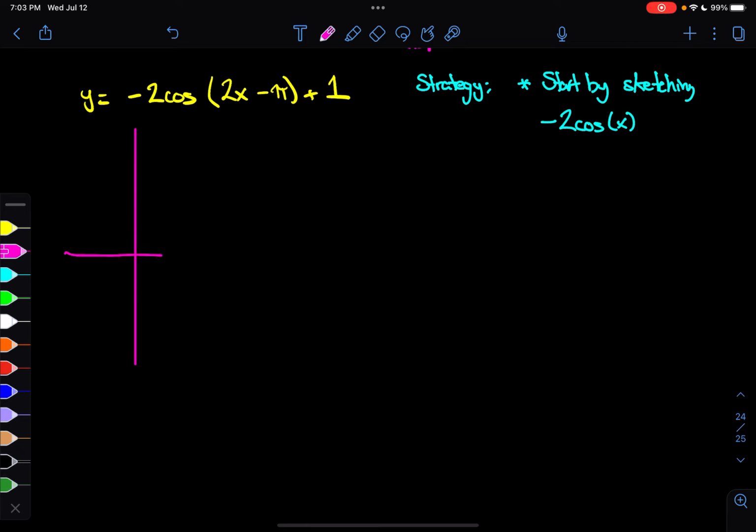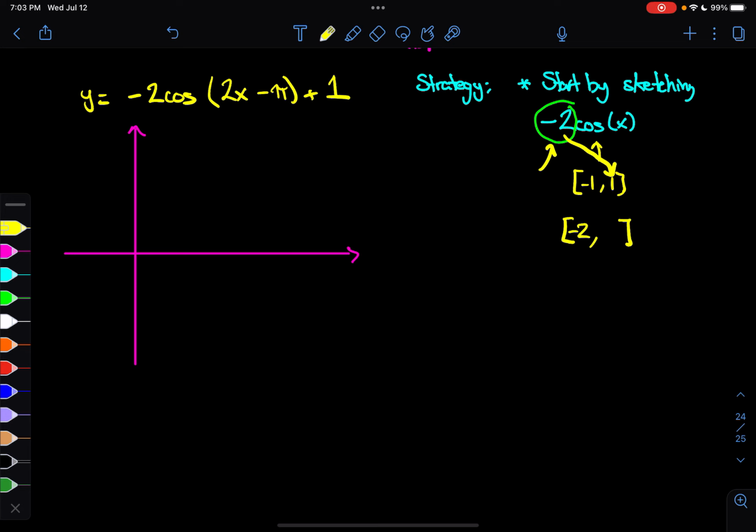So here's my graph. Now, I know my amplitude here is 2, because remember, the amplitude is the absolute value of this coefficient here, right? Remember, cosine goes from -1 to 1, so when I multiply it by -2, if I multiply -1 by -2, I'm going to get +2, and if I multiply 1 by -2, I'm going to get -2. It increases the possible y values that I'm going to get.